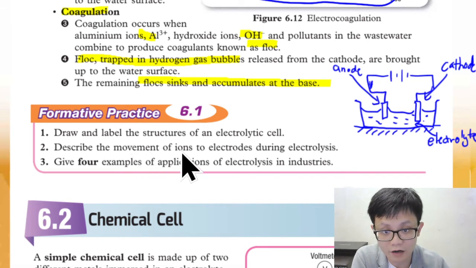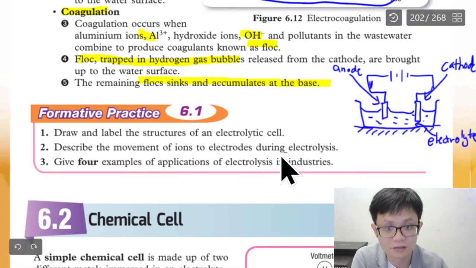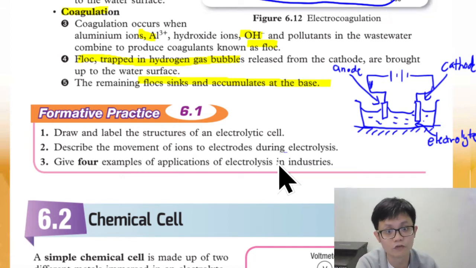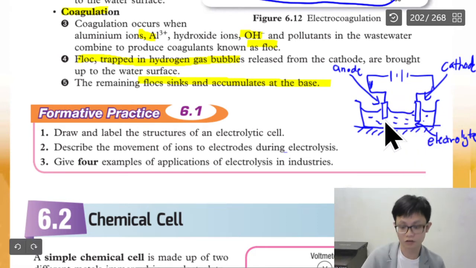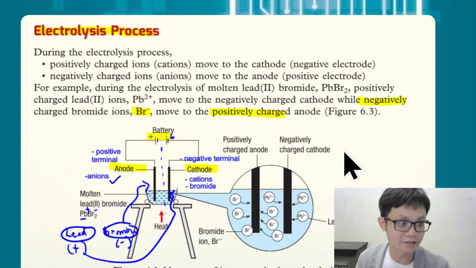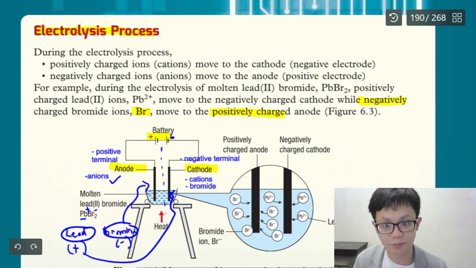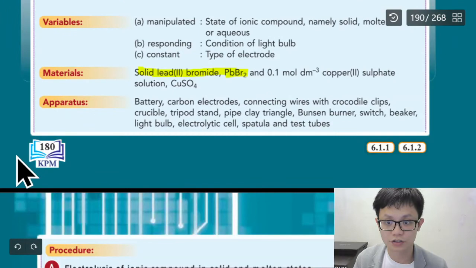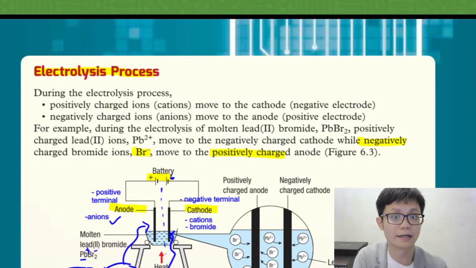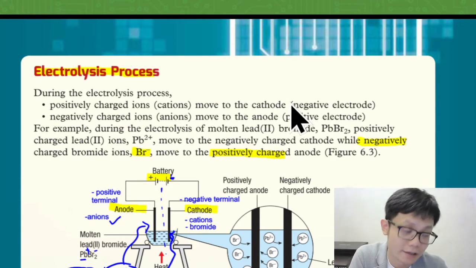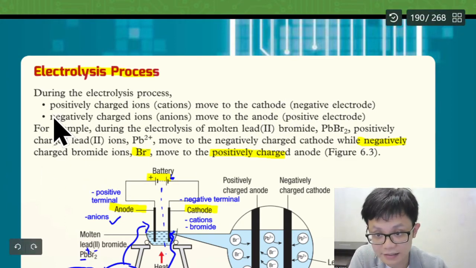Describe the movement of ion to the electrode during electrolysis. So we want to describe the movement of ion, whether the ion goes from anode to cathode or cathode to anode. So from that question, we can see that this is at page 180. Describe the movement of ion during electrolysis. So we can see this is the answer.